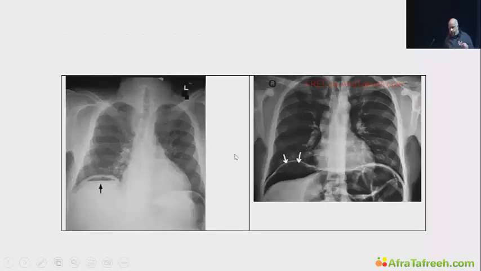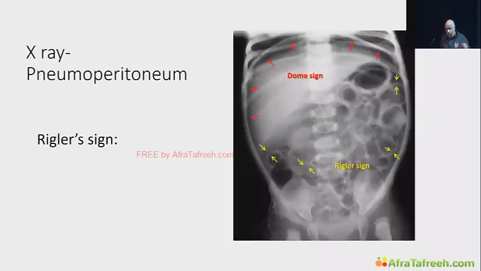2 more X-rays. See, volume, air less, air more, doesn't matter. All the diagnosis is the same, air below diaphragm. Another sign of pneumoperitoneum is Rigler sign.